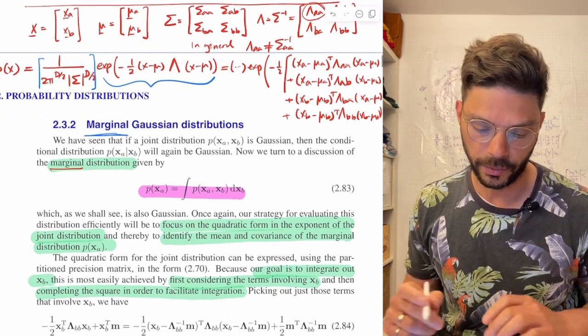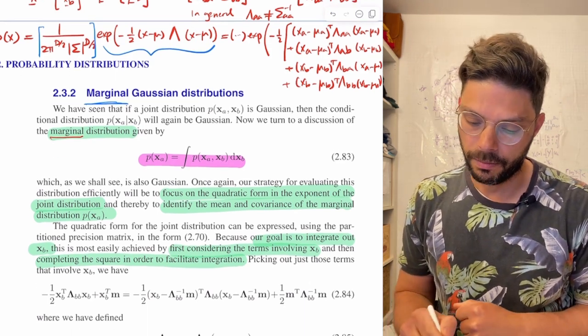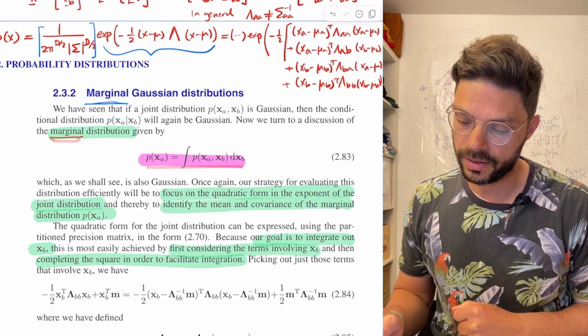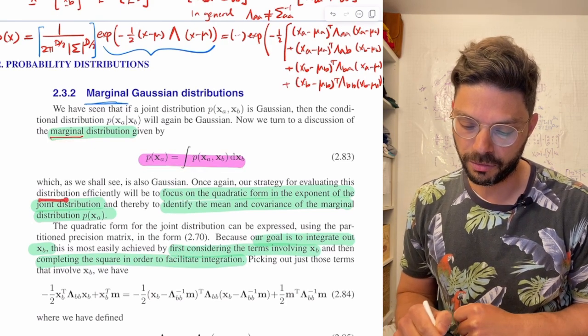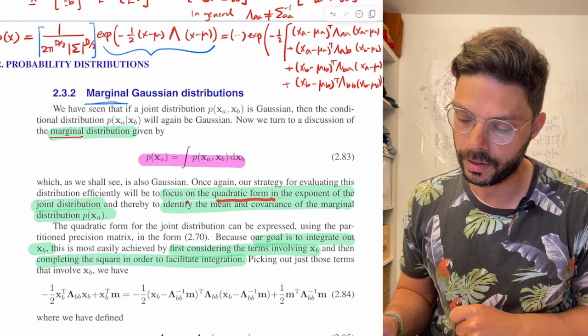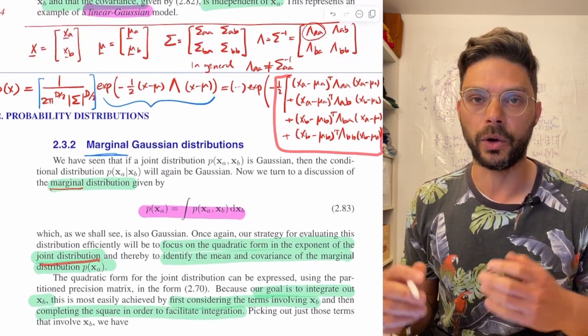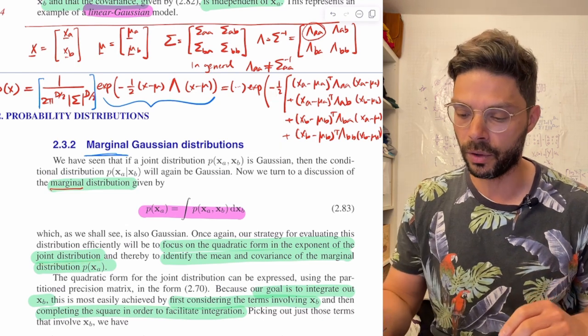Okay, so let's see how he's going to talk about it. The marginal distribution, exactly. Once again, our strategy for evaluating the distribution efficiently will be to focus on the quadratic form in the exponent of the joint distribution. So it's going to be this thing. We're not going to integrate things directly. We're just going to focus on this part.